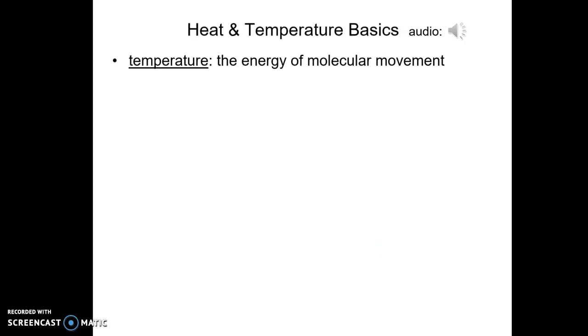Temperature is just the energy of molecular movement. The concept is simple. The faster molecules are moving, the warmer the temperature. So if we add more energy into a substance and the molecules move faster, the temperature rises.